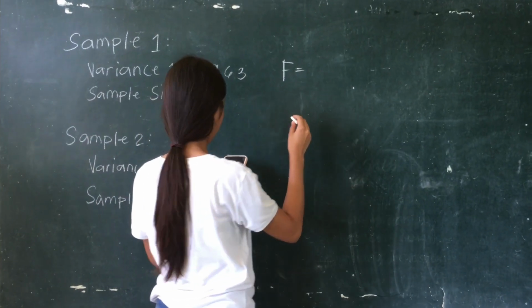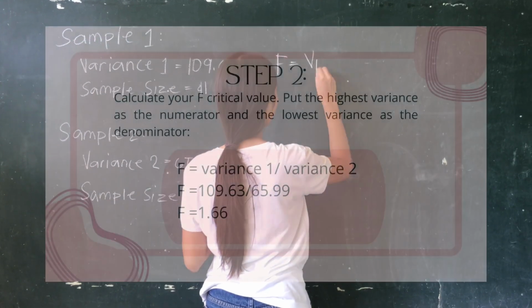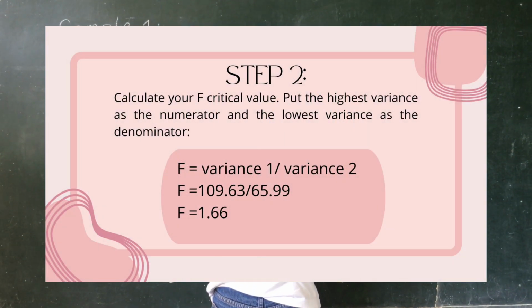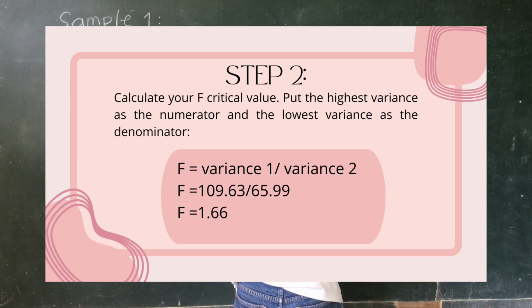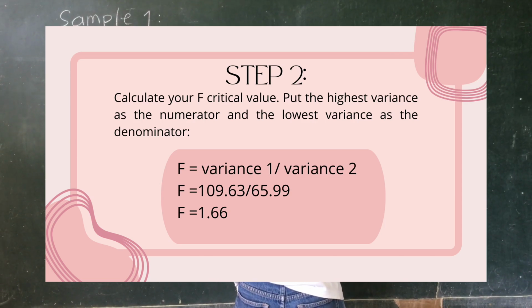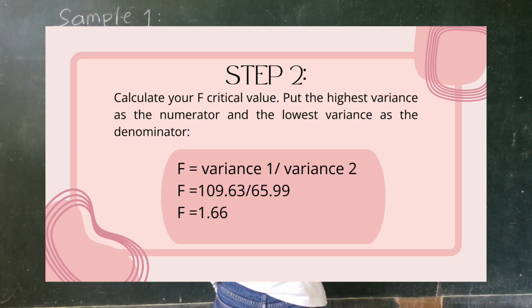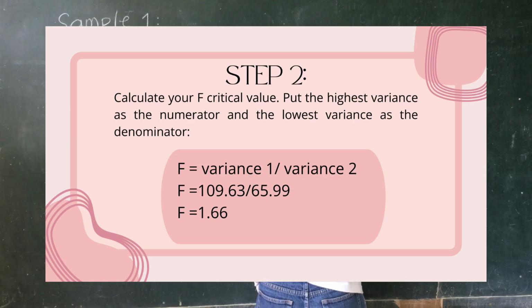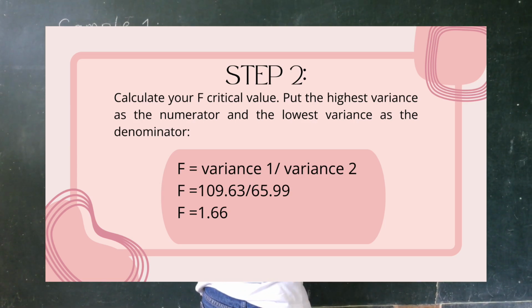Step 2. Calculate your F critical value. Put the highest variance as the numerator and the lowest variance as the denominator. Here, we can use our formula, which is F is equal to variance 1 over variance 2. So, 109.63 over 65.99 is equal to 1.66.